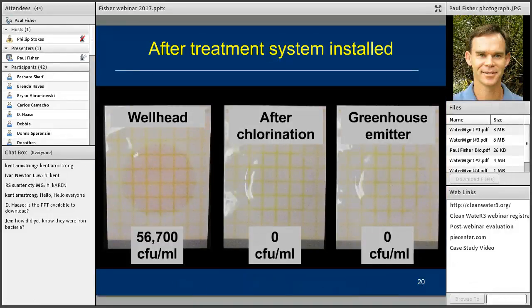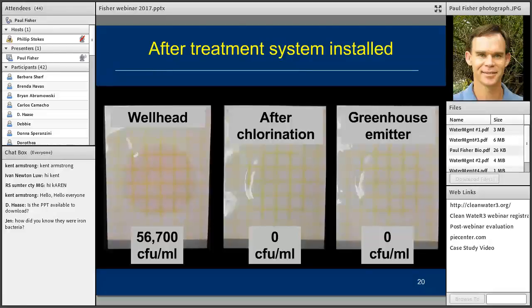So here we've got another image of the Petri films with the bacteria count before the treatment at the wellhead. It's 56,700 colony forming units per milliliter. It's very high. And after chlorination and out in the greenhouse with the emitter, then we have no bacteria. So it was a very effective type of treatment.